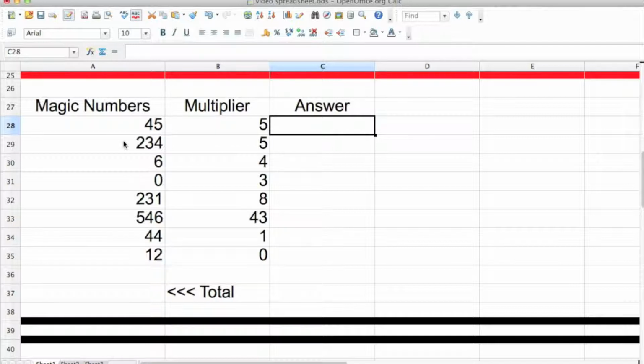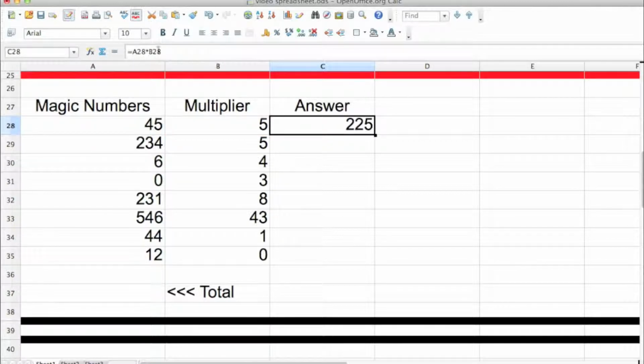So we're going to run through some exercises right now. Over here I've got a column called magic numbers, and another column called multipliers, and a third column called answer. What I'm going to do is take the magic number here on this row and multiply it with a multiplier on the same row. And I'm going to enter that formula into the answers column.